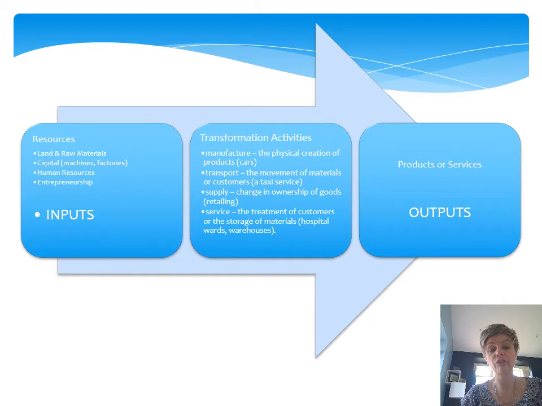There's also the transformation activity of supply. This is a change in the ownership of goods. Whenever you go to a retail store, so this would be like a store in the mall, you buy a pair of jeans, the transformation activity there is supply. And then finally, there is a transformation activity of service. So this is the treatment of customers, hotels, restaurants, or the storage of materials, warehouses. And all of these are activities that take raw inputs or resources and move them into finished goods or services, which we call outputs.